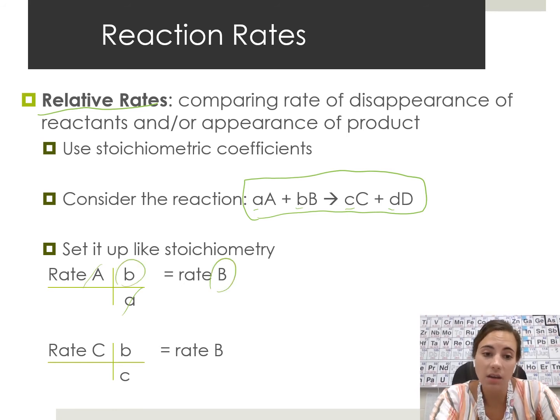If I'm given the rate of C, I can also convert it to B, even though it's a product, just by using my coefficients. C cancels, and I'm given the rate of B.